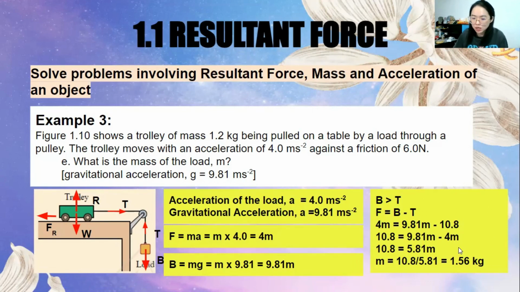Then I rearrange everything. I'll get 9.81 M minus 4M, and then I get 5.81 M. Then I'll get 10.8 equals 5.81 M. And then M equals 10.8 divided by 5.81, and then I get 1.56 kg. So that's how I'm solving it.